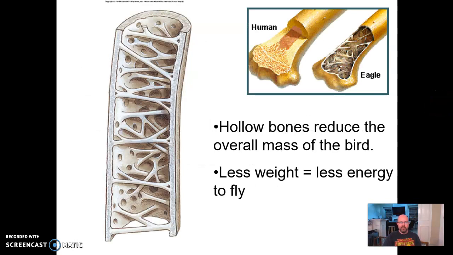Here's an example of what the hollow bones look like. You can see that it's kind of like a hollow cavity all the way through the bone, and there's these little struts that move around to give support. It reduces the mass of the bird, less weight, less energy to fly.